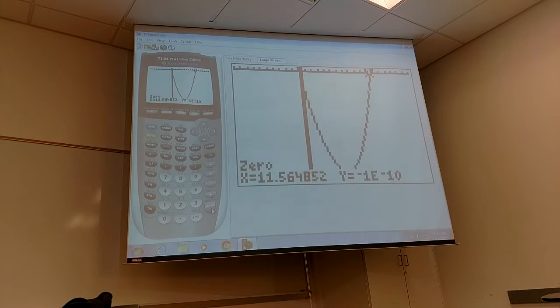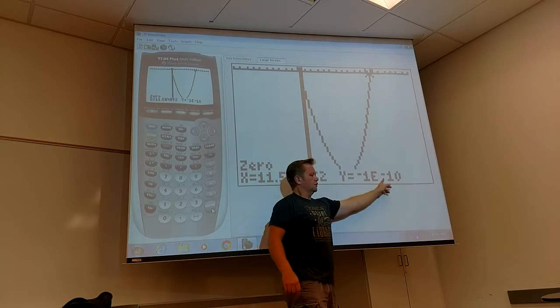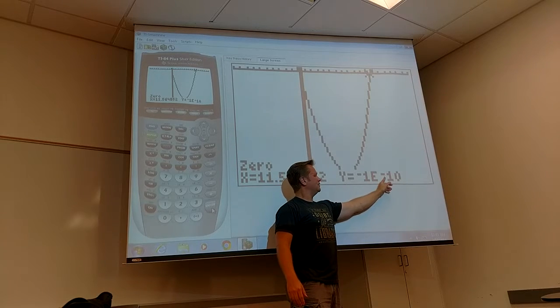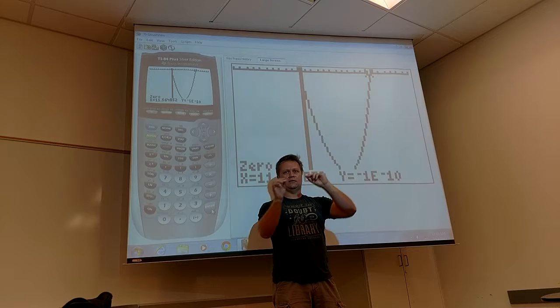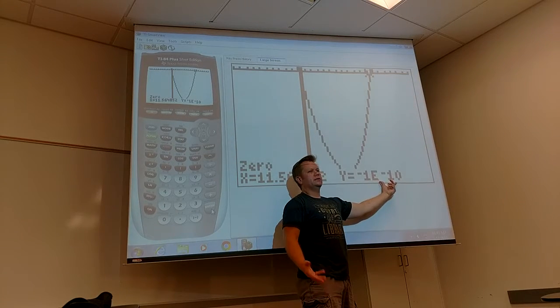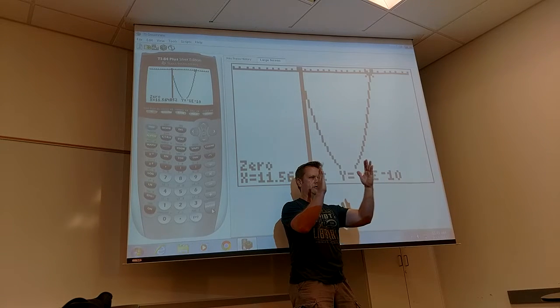Now notice something. What should be true of the x-intercept? What should be the value of y? At the x-intercept, y should be 0. Do you see how it's having resolution issues, really? -1 times 10 to the -10. That's basically 0.00, the 9 zeros and then a 1. That's 0. It's trying to tell you 0 here. It's just not perfect with the algorithm.